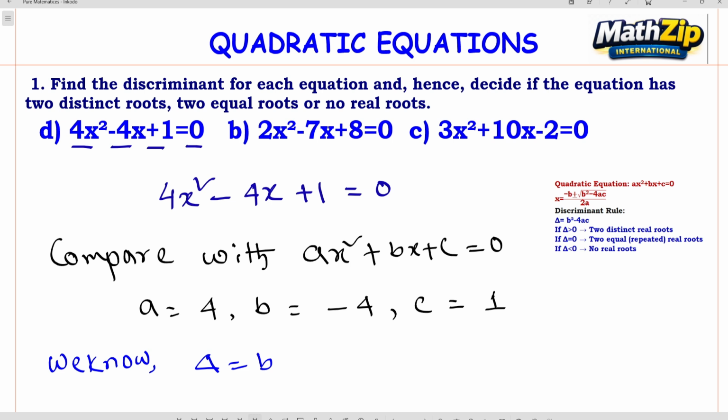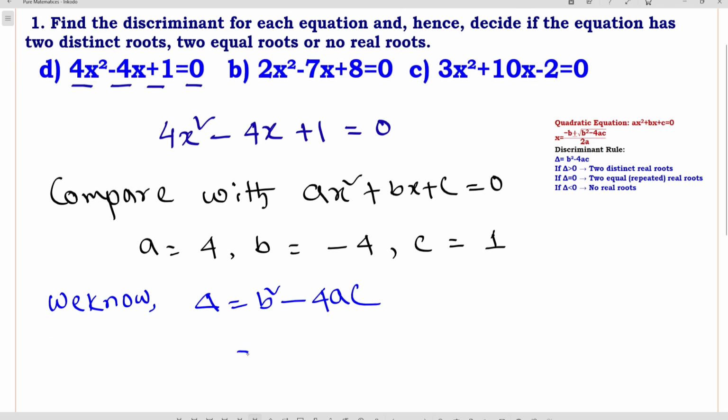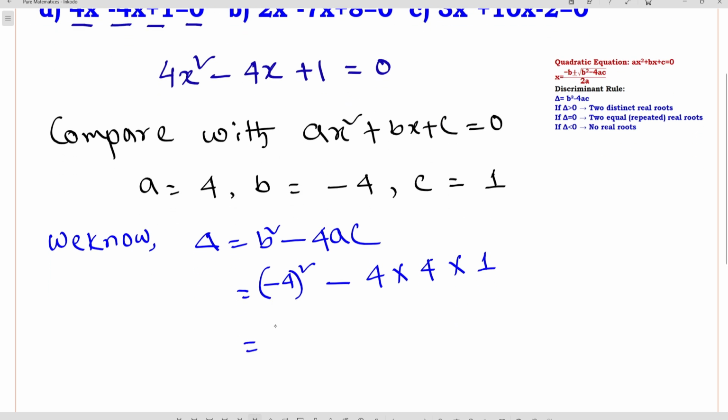So we know delta = b² - 4ac. So what does that mean? b means (-4)² minus 4 times a means 4 times c means 1, right? So (-4)² is 16, and 4 times 4 times 1 is also 16, and we will get 0. So once the discriminant equals 0, it means we will get two equal real roots.